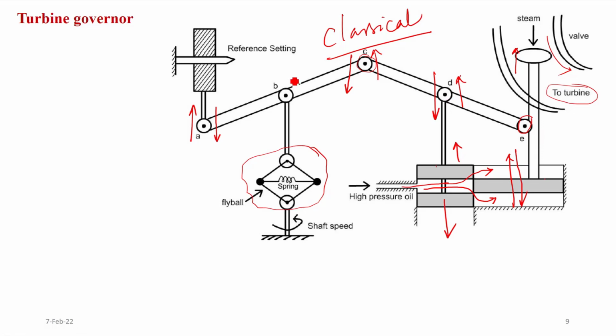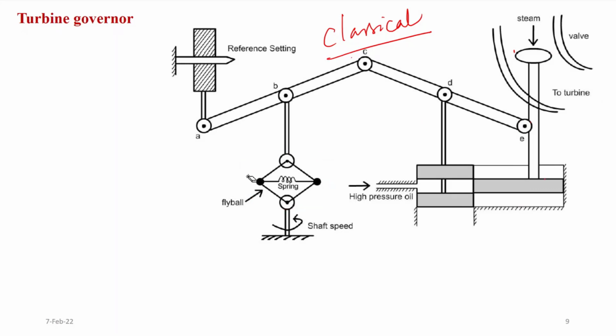So this is the process by which we can control through the reference setting. Now coming to how we can control through the speed, how it responds to the change in speed. Let us see. So the change in speed can be responded to by this first, because this is connected to the shaft.